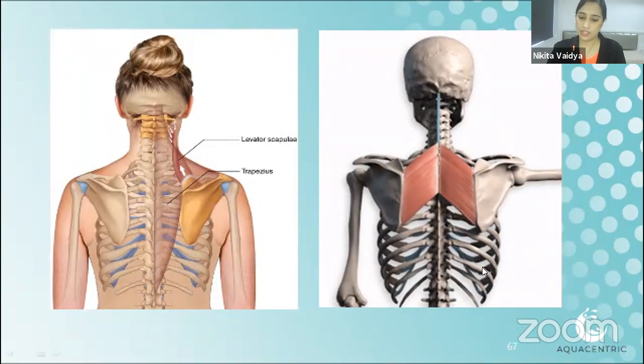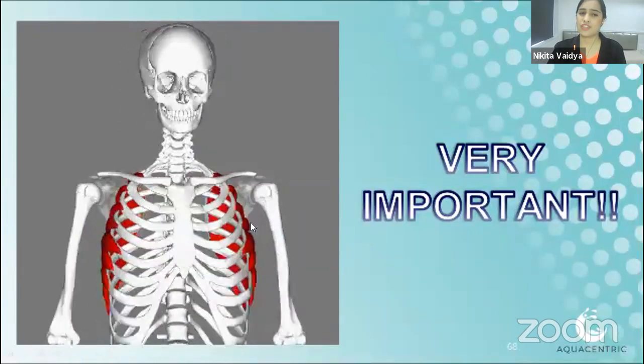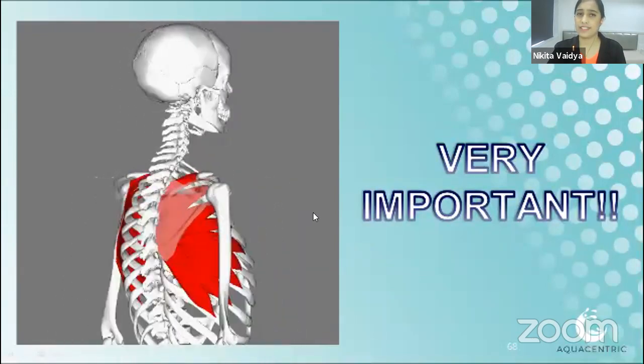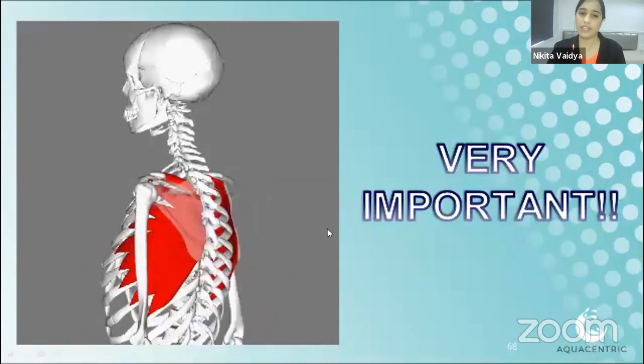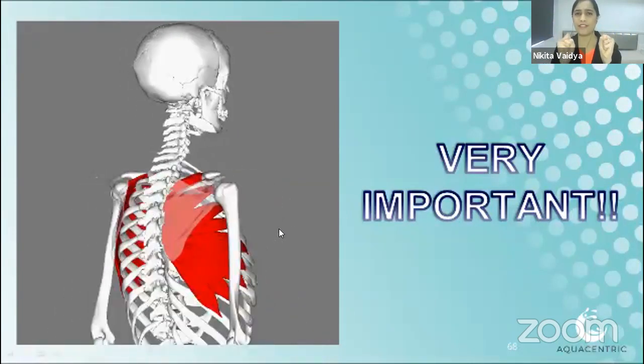So just a gist of scapula. This muscle is extremely important to be trained, your serratus anterior, that we call it. It helps you to stabilize your scapula very well on the wall.